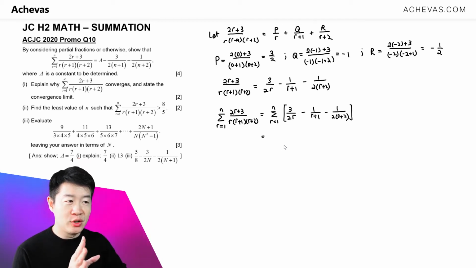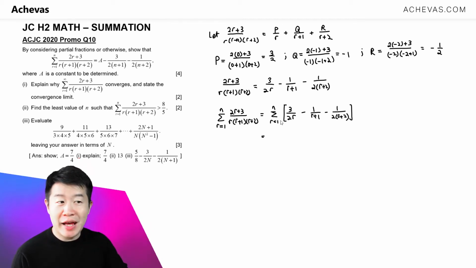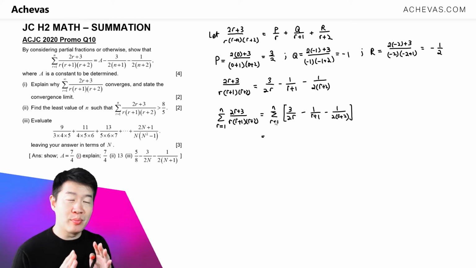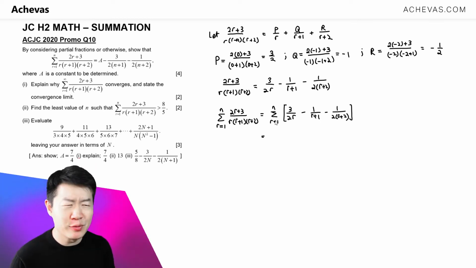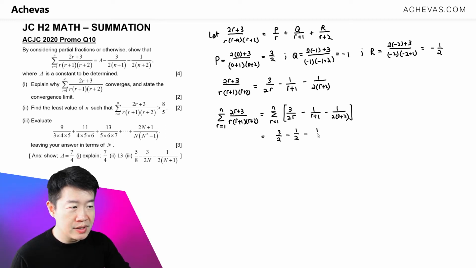And I guess from the looks of the expression that we have within the summation, what I think we can probably try is the method of difference. It will most likely work. Let's give it a try. So I'm going to let r be equal to 1, which will give me a 3 over 2 times 1 minus 1 over 2 minus 1 over 2 times 1 plus 2, 3.